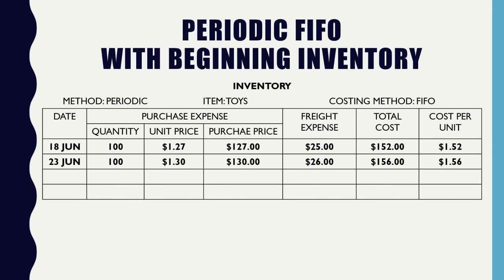Then you're going to do the second one, which is going to give you 130. Quantity times unit price, 130, plus $26 gives you 156, divided by 100 is going to give you $1.56. So now again, we reach the end of our accounting period, because now it is June 30th. So we need to tally up our totals here. Now, this side is just our purchases and purchases only.